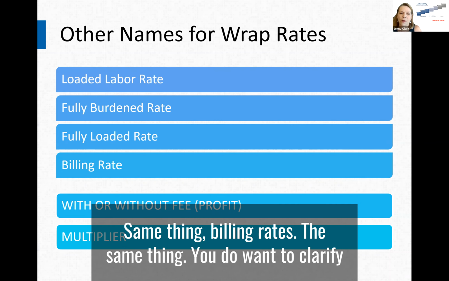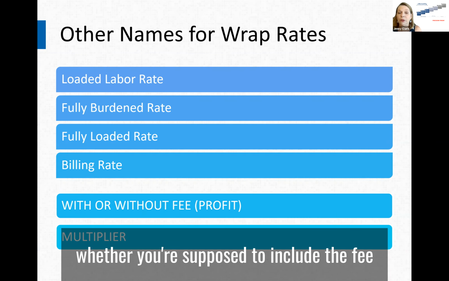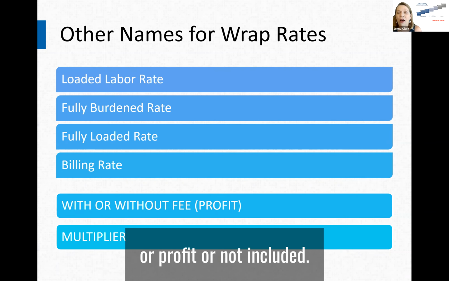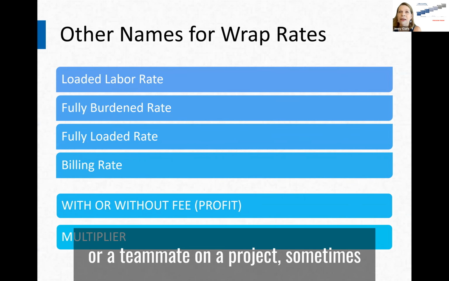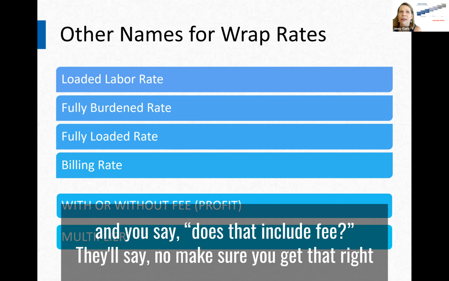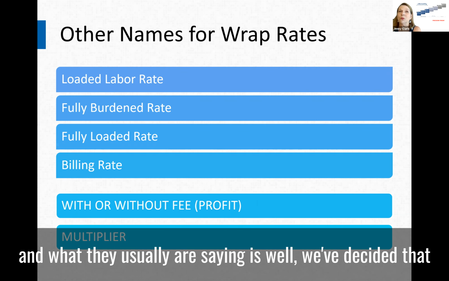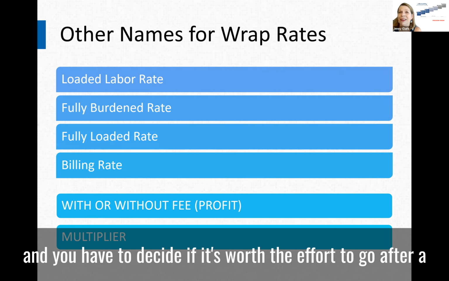You do want to clarify when you're doing these types of biddings whether you're supposed to include the fee or profit or not. What I'm seeing a lot now is if you're a subcontractor or a teammate on a project, sometimes they'll say, we want you to provide your fully burdened rate. And you say, does that include fee? They'll say, no. Make sure you get that right. And what they usually are saying is, well, we've decided that everybody's going to get 3% profit.